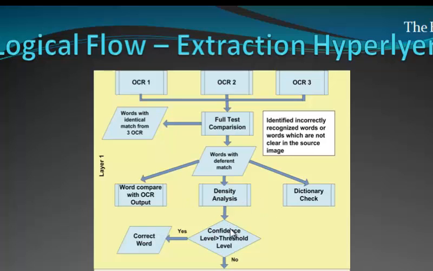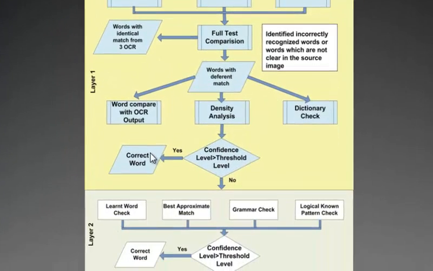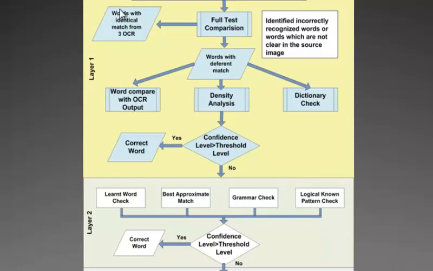We have introduced a confidence level formula where we get different weighted points for different criteria here. So based on the confidence level, if the word is correct, we send it to the correct word list, and if it is still low, we send it into the hyperlayer and we further rectify it. So here we get a correct word list and the expected word list as the output.